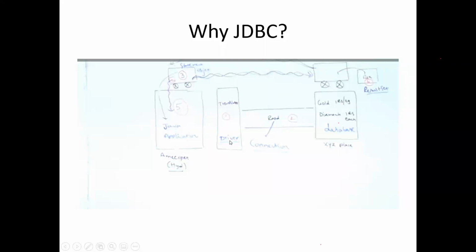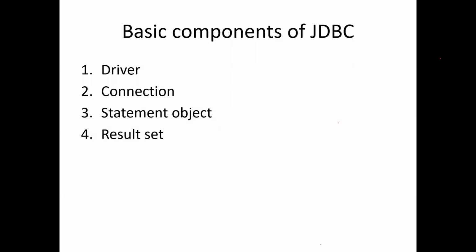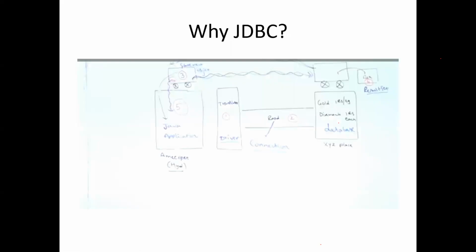Here the first priority is the driver, the second priority is the connection. These are very important points. These five components are very important: driver, connection, statement object, result set, and finally the Java application. These are the basic components of JDBC. The first is the driver, the second is the connection, the third is the statement object, and then the result set. These are the four basic components of JDBC. Now with the help of these four basic components, I will explain how to communicate from the Java application to the database and back to the Java application.